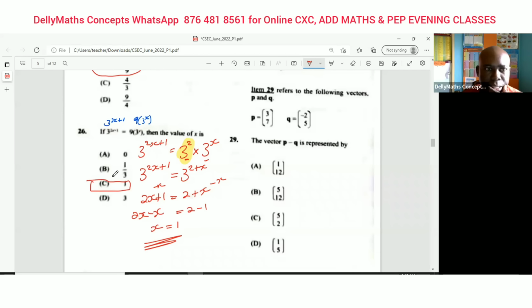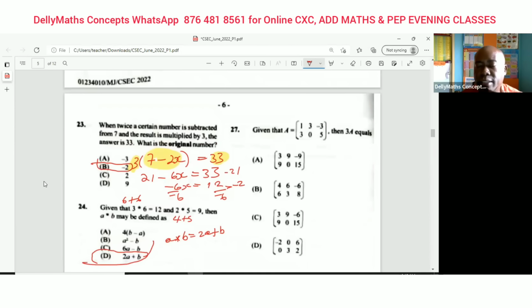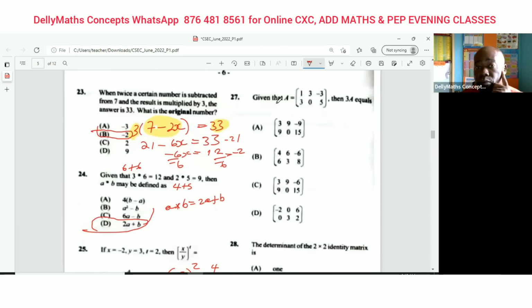All right, let us go to 27. 27 says, given that A is equal to the matrix 1, 3, negative 3, 3, 0, 5, then 3A is equal to multiplying everything by 3. So we're looking for 3, 9, negative 9, 9, 0, 15. I'm looking for that, and I see it right there.